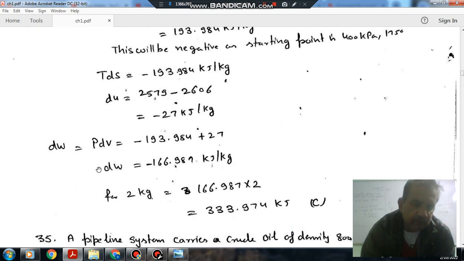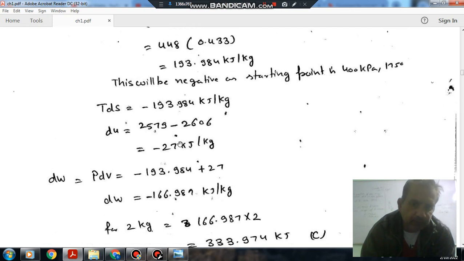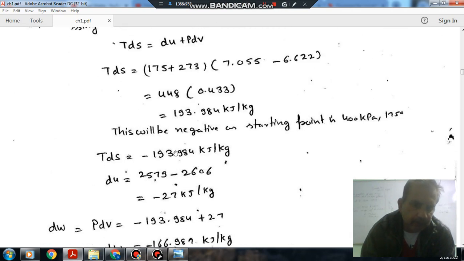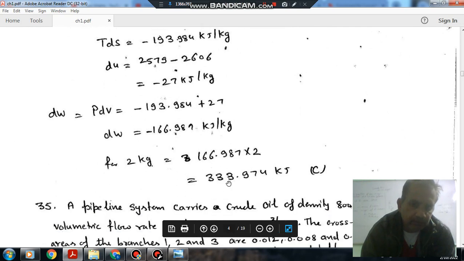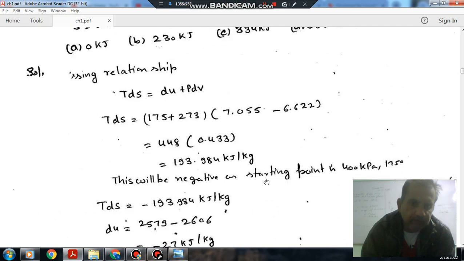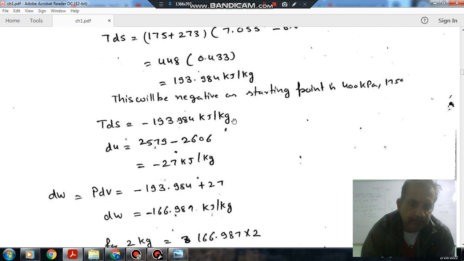So this is the work done per kg, because we have taken TdS, sorry, heat per kg and du per kg. Now mass is 2 kg. So the total work done will be 2 into the specific work done, so that is 333.974 kilojoule. Option C is the right answer.